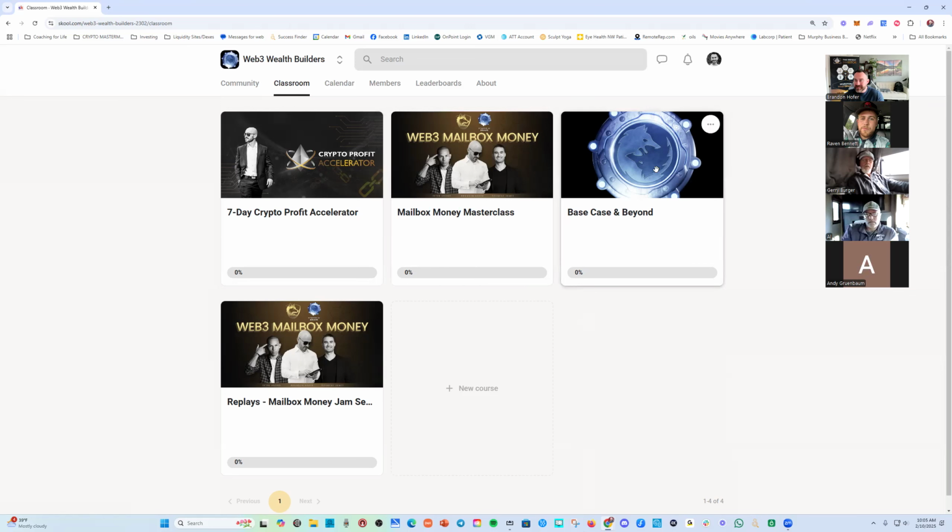And then we have the base case and beyond. I know a lot of you are from the world of Guardian, the token, as well as the base case formula. This is just taking those principles and expanding beyond them and adding the options of V3 liquidity provision. And then, of course, right down here, we have all our replays. You might have found this session here, or on the main wall in the main community, but you can pop in and watch the replays from the last few months of the Mailbox Money Masterclasses.